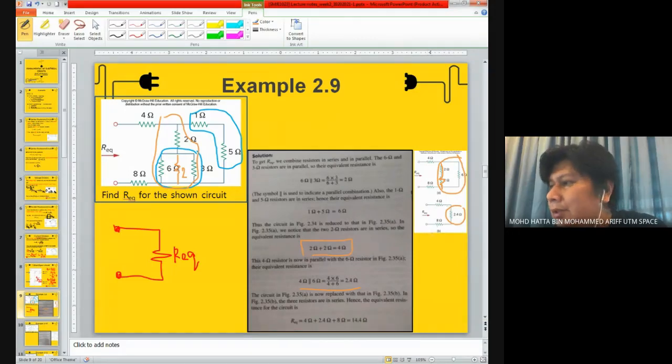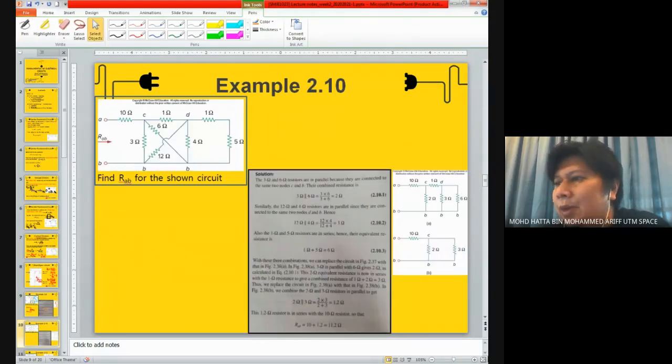So at the end, basically, we try to simplify our circuit to become a series circuit. Then we can easily calculate the value of our total resistance looking from these two terminals. So this is example 2.9. You can have a look later on at how this strategy works, how we simplify the circuit. It's very easy, I think, as this example. But we start with an easy one.